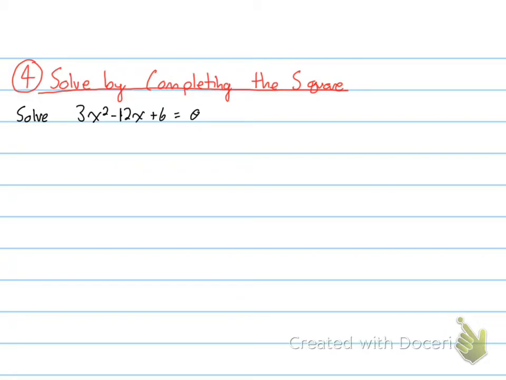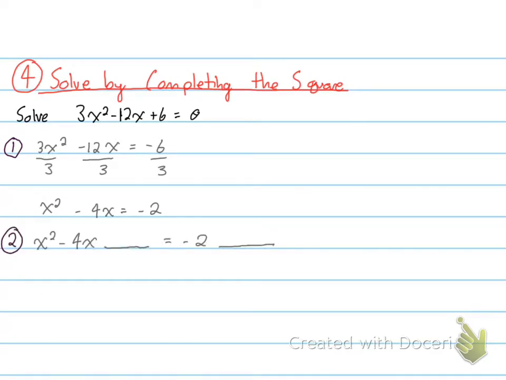So in step 1, I want to get that constant term over, make sure my a value is equal to 1. So first, you can see here, I moved that 6 over, so now I have 3x squared minus 12x equals negative 6. And here my a value is not 1, so what I'm going to need to do is divide everything by 3. Now finally, I'm left with x squared minus 4x equals negative 2. So now I'm ready to go to add that magic number.